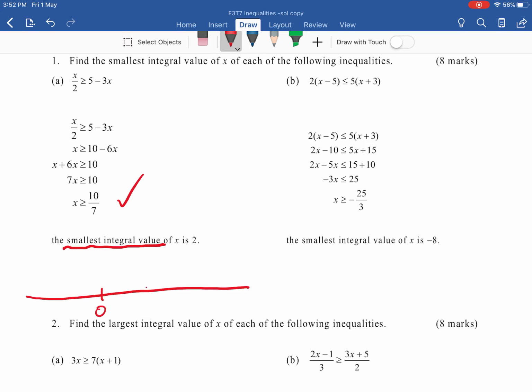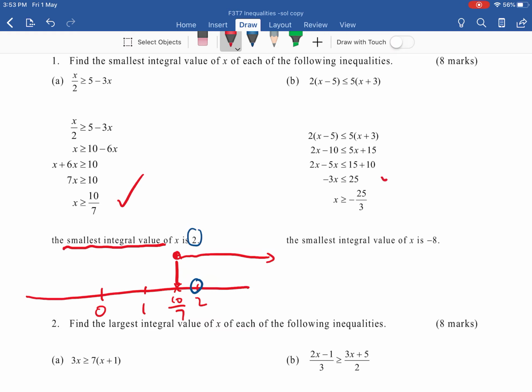Right here, this is 0, this is 1, this is 2, and you know that 10 over 7 is somewhere here, 1 point something, okay? If you draw this figure, then you will see that the answer is 2. The smallest one is 2, not 1, okay? The smallest is 2, not 1.